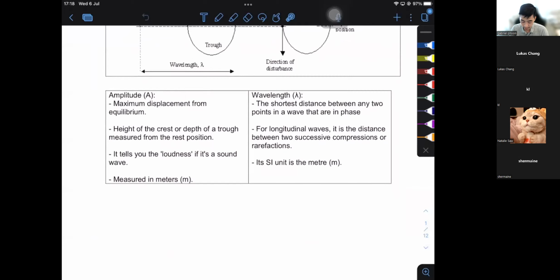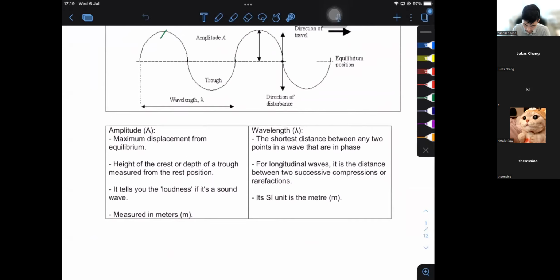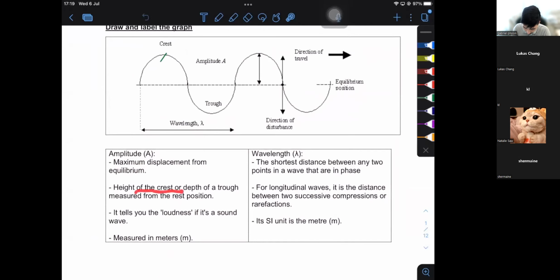All right. If you look at this first statement here, this is basically the theory of amplitude, which is everything I mentioned already. By definition, amplitude is the maximum displacement from the equilibrium position. It is either the height of the crest or the depth of the trough measured from the rest position. Here to here is one equilibrium, here to here is another equilibrium. Basically the maximum displacement. It tells you about the loudness of a sound, and it is definitely measured in meters.